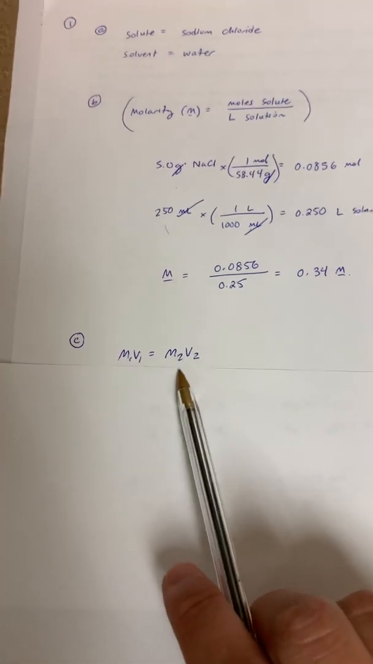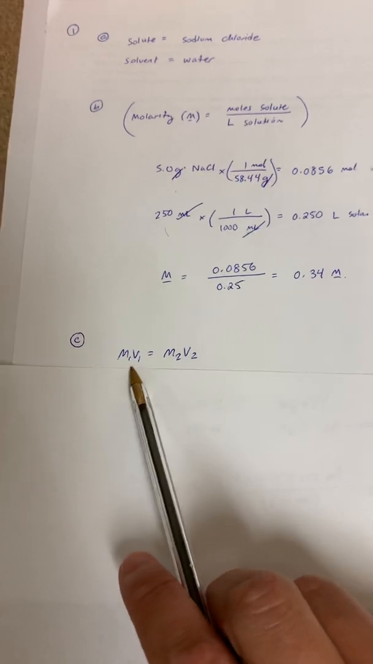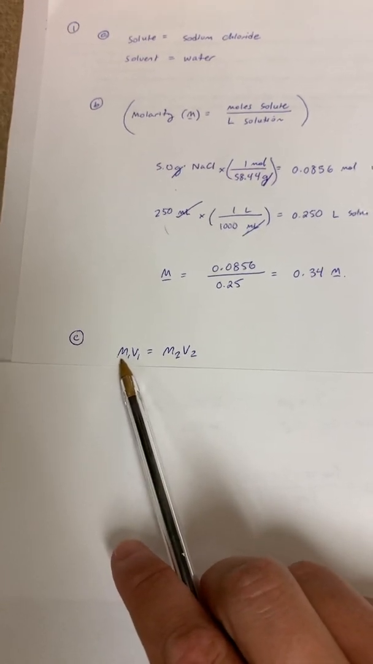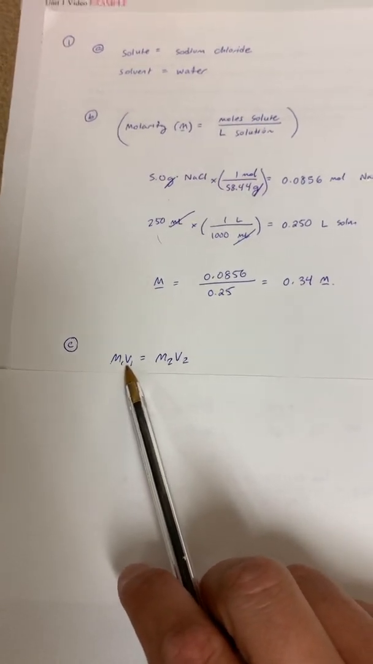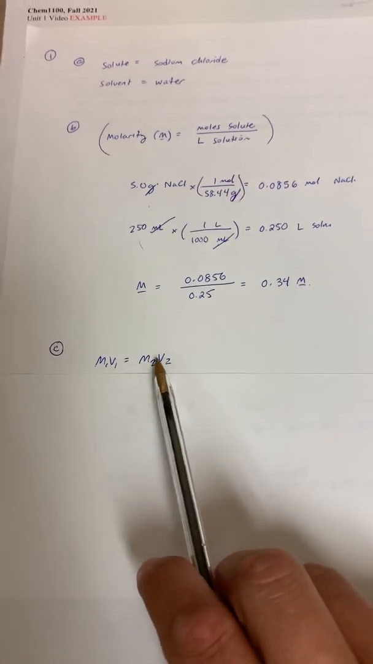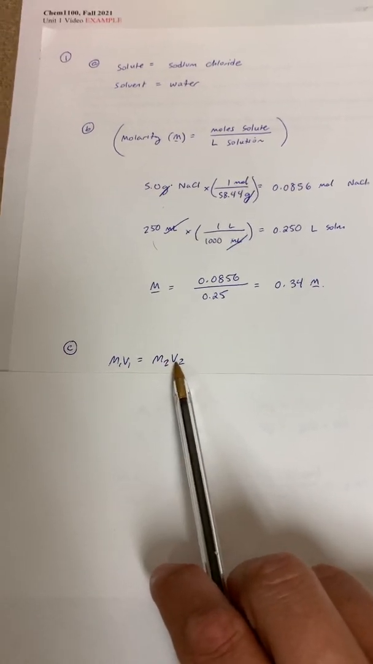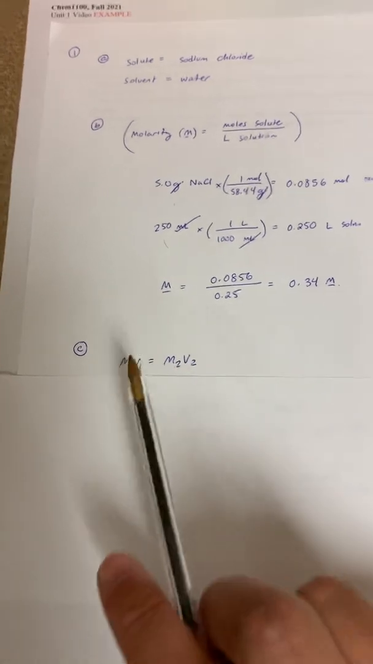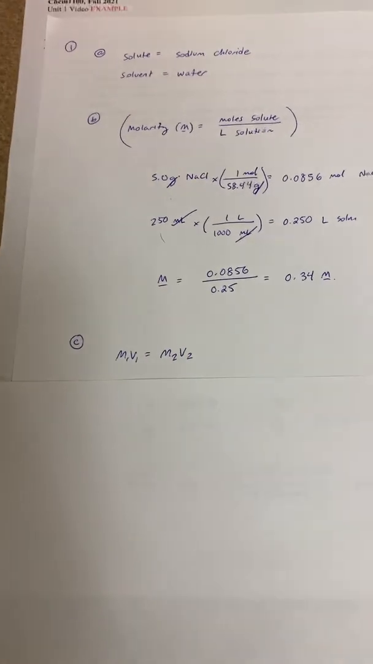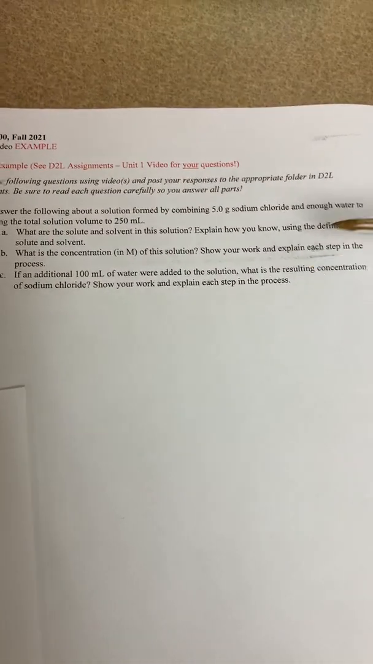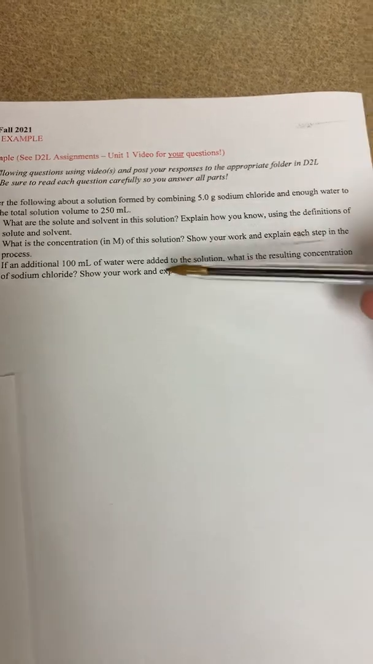M1V1 is equal to M2V2, where M1 and V1 are the concentration and the volume before, and M2 and V2 are the concentration and volume after the dilution has taken place. So I've got 4 different things. I need to plug in 3 things that I know. So we look at what we calculated, and look at the problem. We know the molarity, we figured that out in part B. We know the original volume is 250 milliliters, and we know that we're adding 100 milliliters to increase our volume.